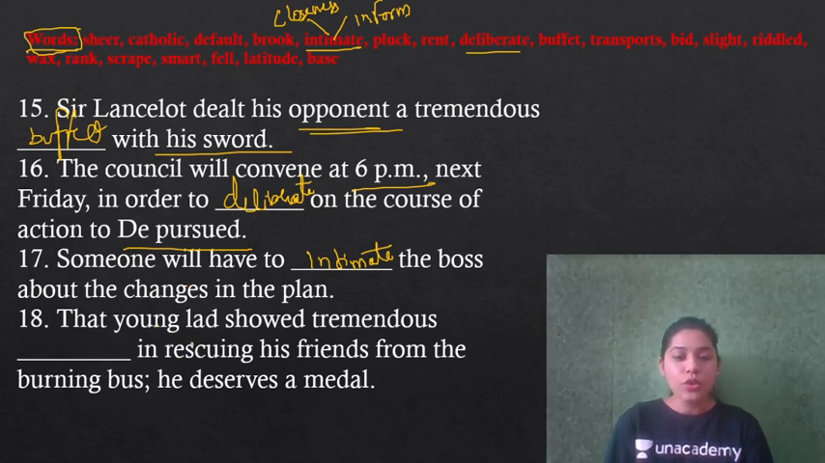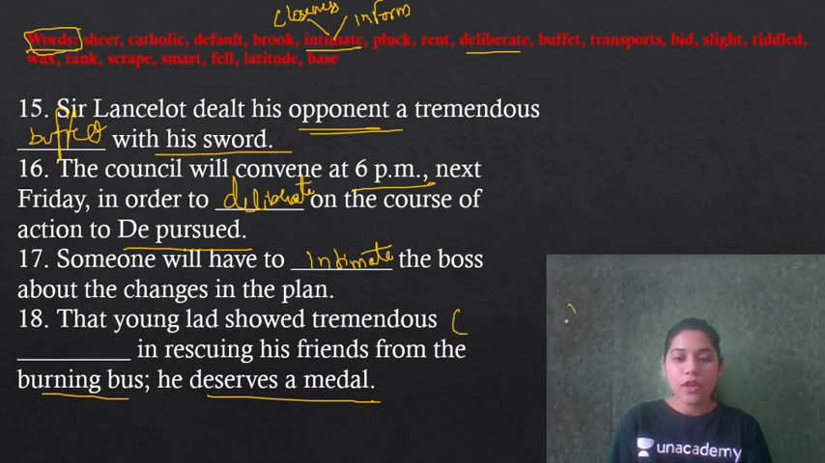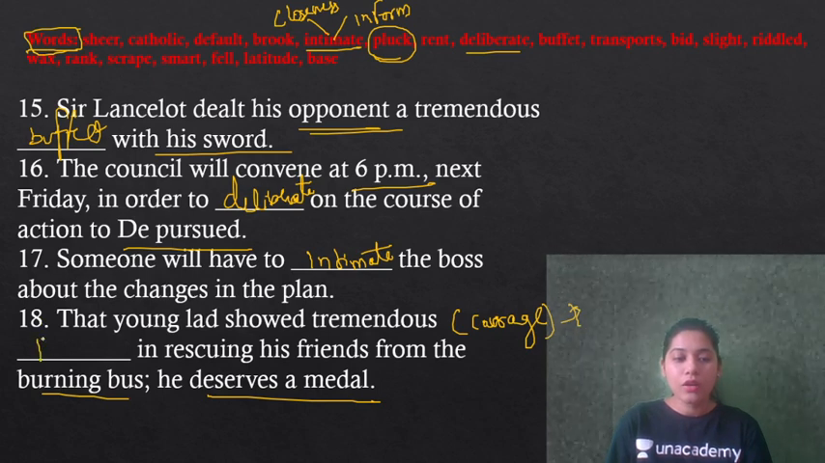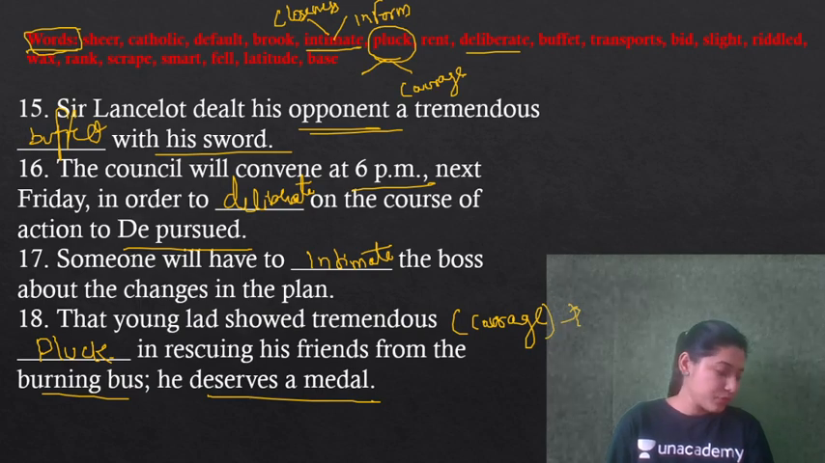That young lad, meaning young boy, showed tremendous dash in rescuing his friends from the burning bus. He deserves a medal. That means he showed tremendous courage. Isn't it? What kind of word do we need in the blank? Something similar to courage. So, which word means courage? Yes, everyone. Courage will be pluck. Right? He showed tremendous pluck. One meaning is plucking the flowers, and the secondary meaning is courage.